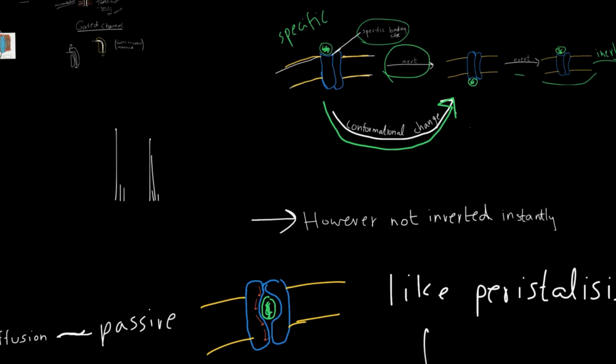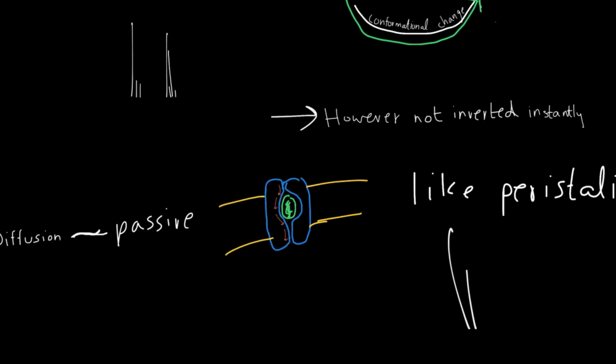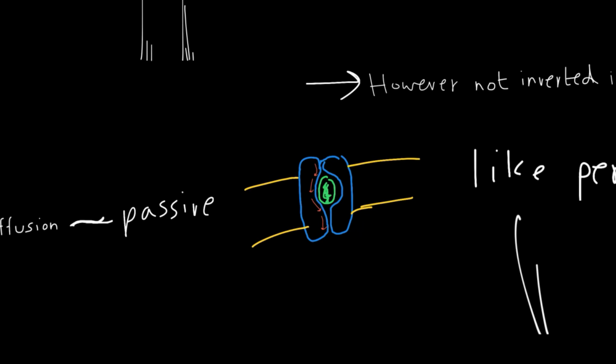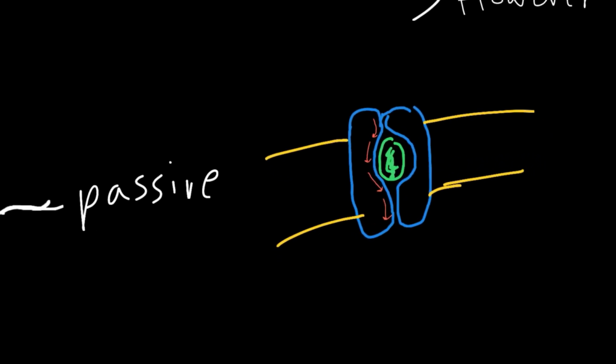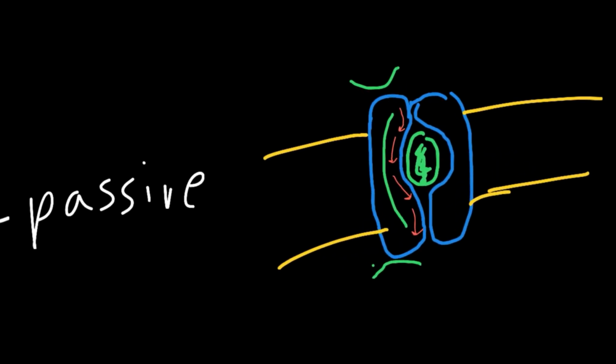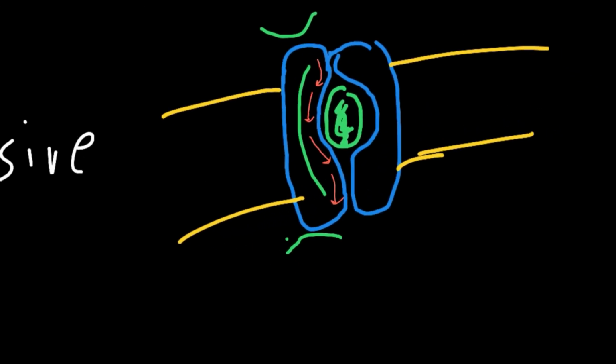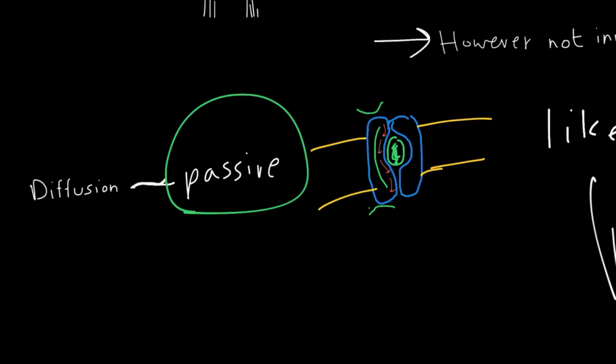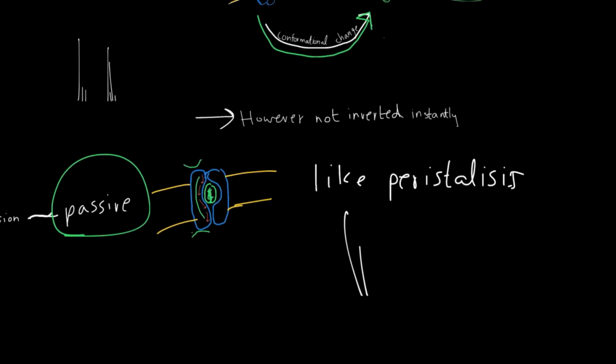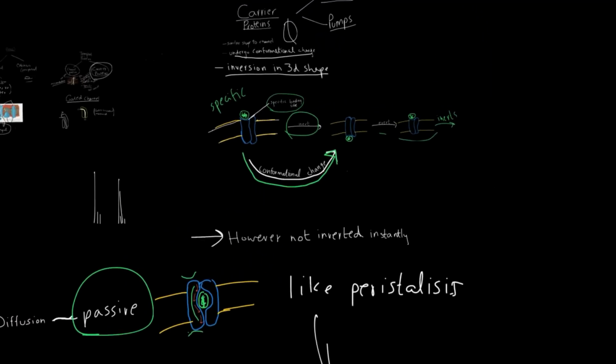It does not invert instantly, as I've shown right here. It goes through a process like peristalsis that we've studied, like a bolus travels through the esophagus using smooth muscles and all. So this is how it actually travels. This is the pathway it takes, right? And as it travels down, it changes its shape from the specific binding site here to the specific binding site here. And because it is diffusion, it is not active transport, it does not need energy, it's done passively, right? So this is a carrier protein.